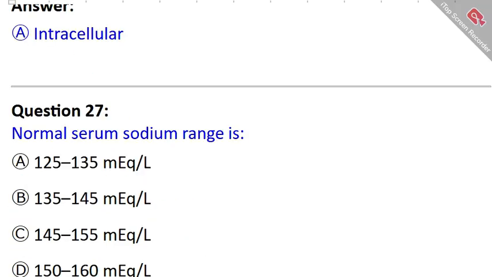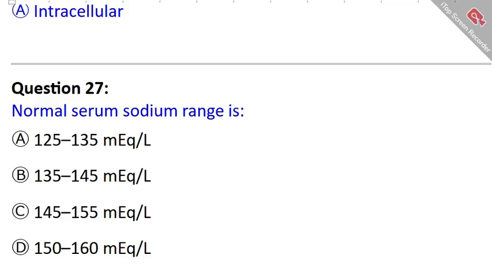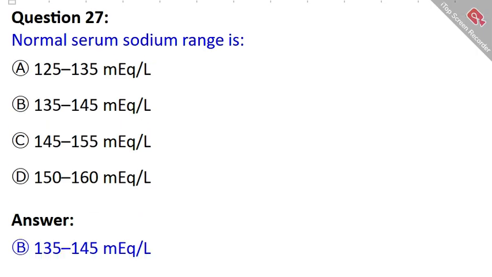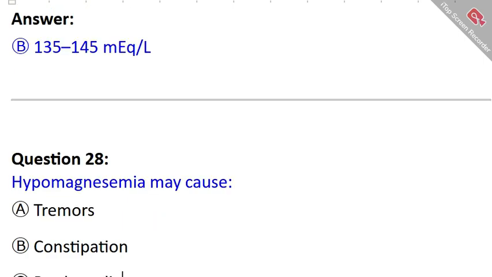Question number 27. Normal serum sodium range is. Read the four options. What is the normal serum sodium level or range? In this scenario, the correct answer is option B, 135 to 145 milliequivalent per liter. Let's move to question number 28.